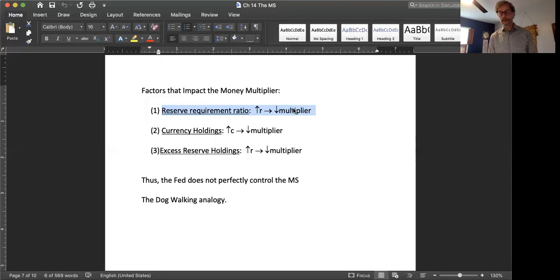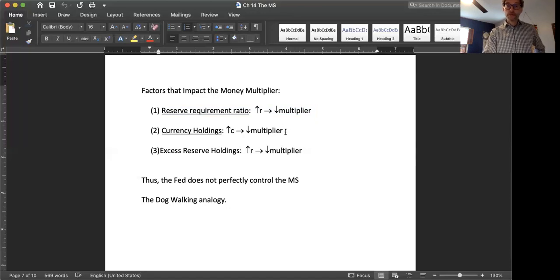And I think if you think about this for a moment, that makes sense. If the Fed requires banks, whenever they get a deposit, to hold more of it in reserve and lend less of it out, you're going to get less of that cyclical effect. You're going to get fewer loans, which is going to create fewer deposits, and you're not going to get the multiplier effect nearly as big. This is the part of the multiplier that the Fed controls. But the next two parts of the multiplier, the Fed does not control.